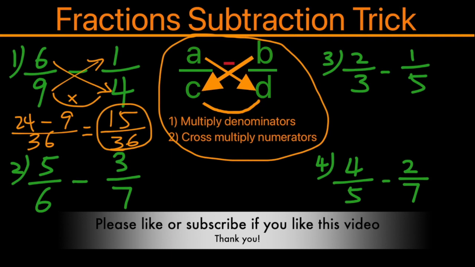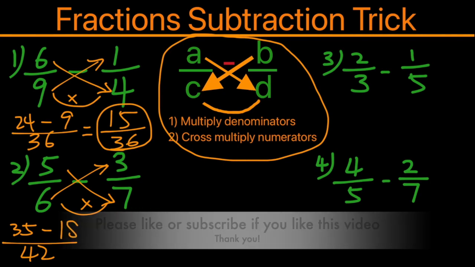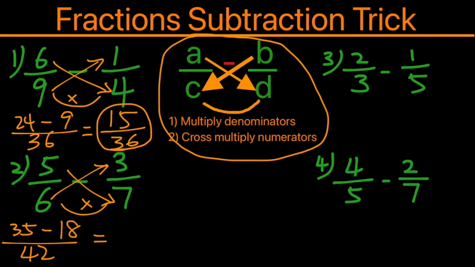Now let's look at example number 2. We have 5/6 minus 3/7. So 6 times 7, 42. 5 times 7, 35. Minus 6 times 3, 18. 35 minus 18 is 17. So we have 17 over 42. And since we cannot simplify anymore, 17 over 42 is the answer.